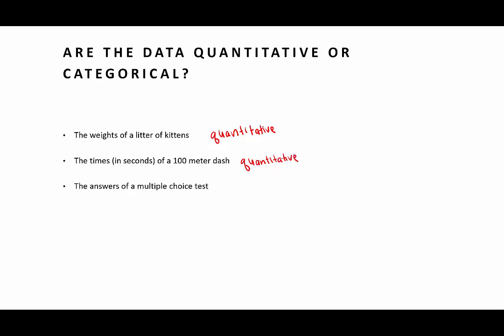I'm so sorry. The answers of a multiple choice test. What do answers usually look like? They usually look like A, B, C, D, maybe E. That would be categorical or qualitative. It's easier to do Q's and C's as opposed to Q's and Q's though. The number of correct answers on a statistics quiz. Well, that would be quantitative.